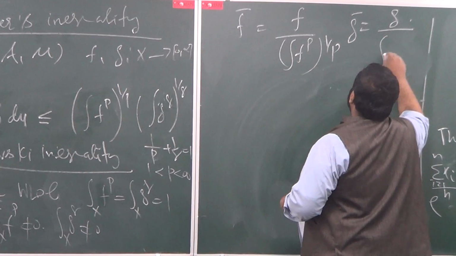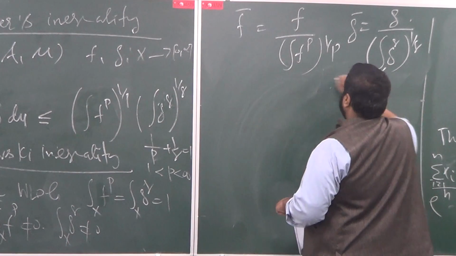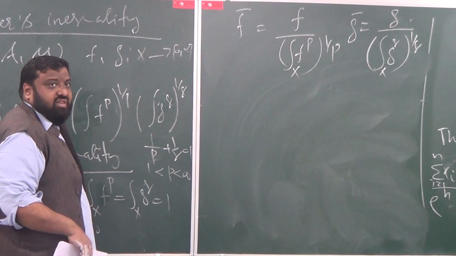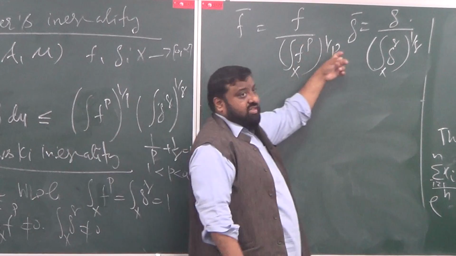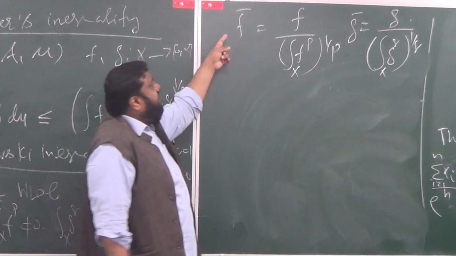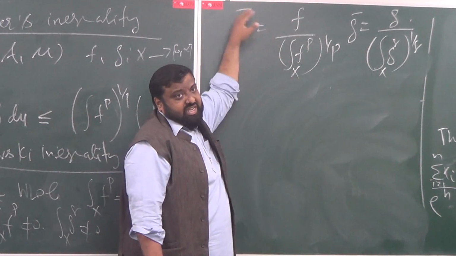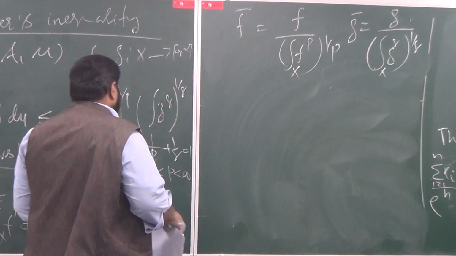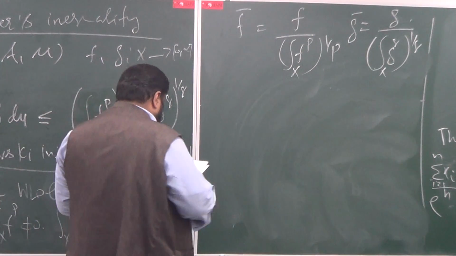g over the norm of g, the L^q norm to the 1 over q. Everything is on that side. So in other words, if they are 1, fine. If they are not 1, I can create functions for which this is true. You can think about it: if I raise it to the p and integrate it, then the integral is equal to 1, and similarly the integral for g is equal to 1. So we can do this.